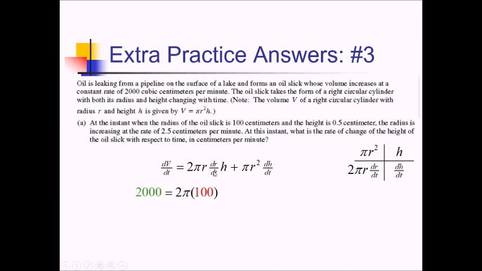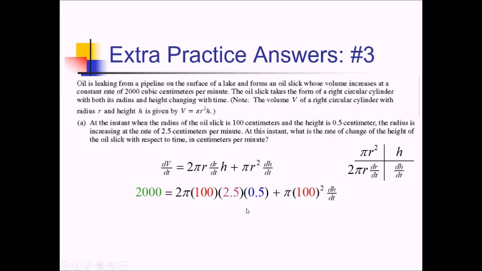And dr over dt, that's the rate of change of the radius. They said that was increasing at a constant rate of 2.5, so that's positive 2.5 for dr over dt. And then finally, h, the height at this exact time, that's the 0.5 that they mentioned right here. So we'll throw that in as well. And we have another term here. We have pi r squared dh over dt. Again, r was 100, so let's throw that in there as well.